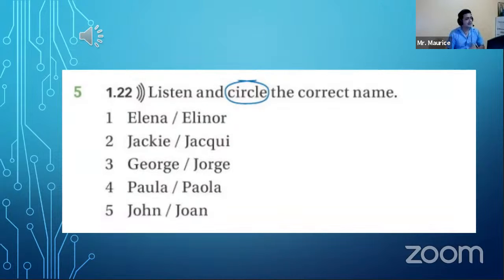Let's continue. Catherine Castro, please. Number 2, spell the correct option. Number 2, spell the correct option, please. J-I-C-Q-O-U. No. Okay, let's listen.